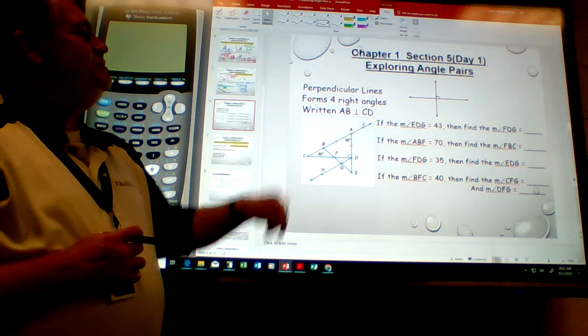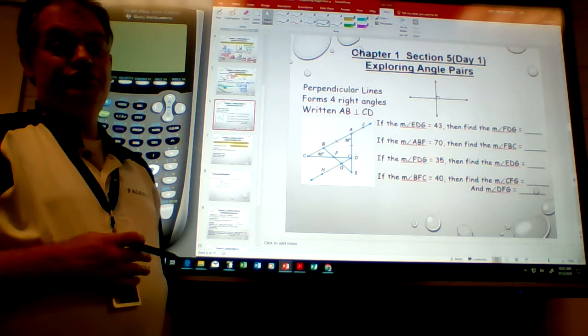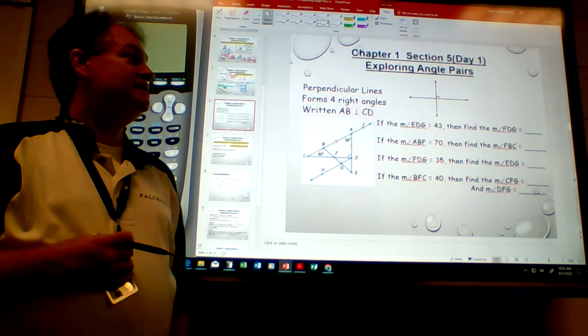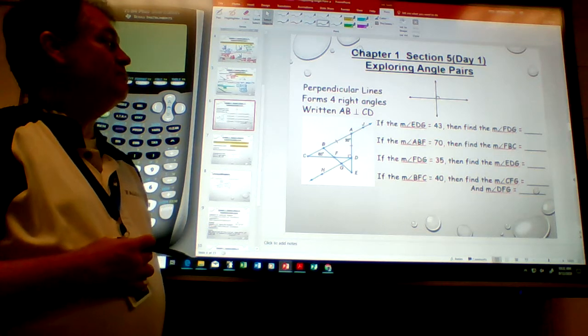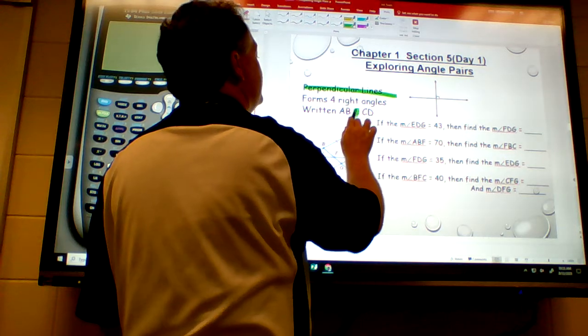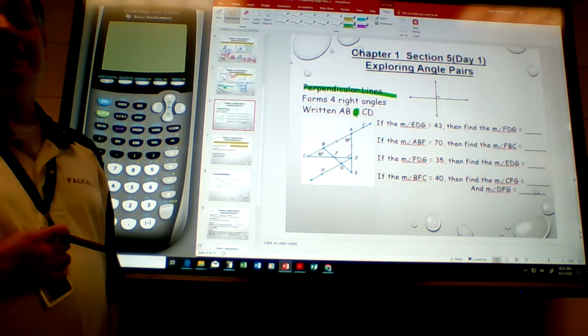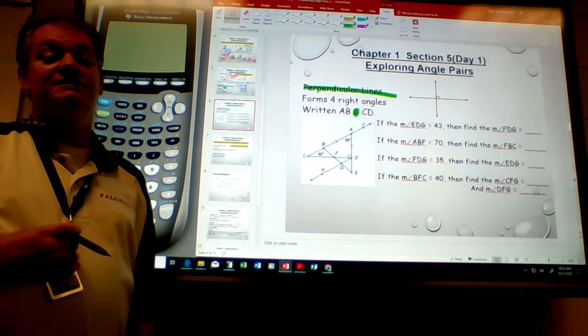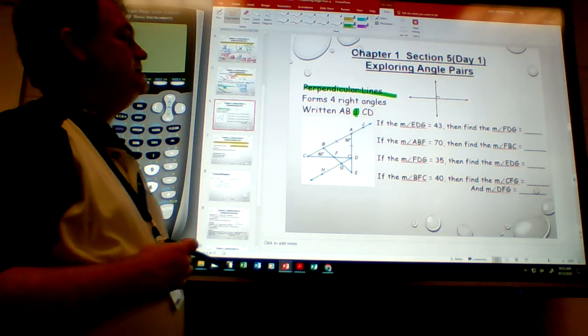Now, perpendicular lines form right angles. Okay, if two lines are perpendicular, that means that they form a right angle. They do cross and form a right angle. And the symbol for perpendicular is this right here. It's an upside down T. That's the symbol for perpendicular. You'll be seeing that a lot in this class, so get used to it. All right.